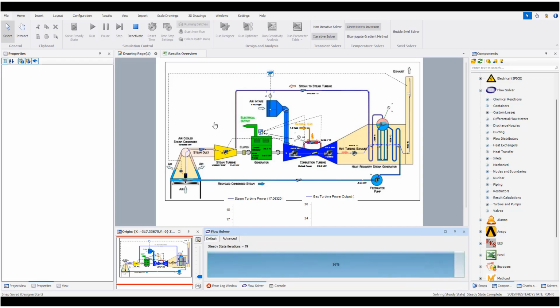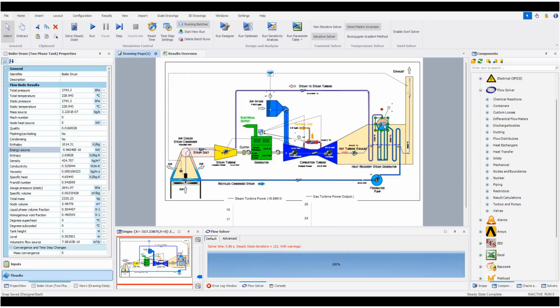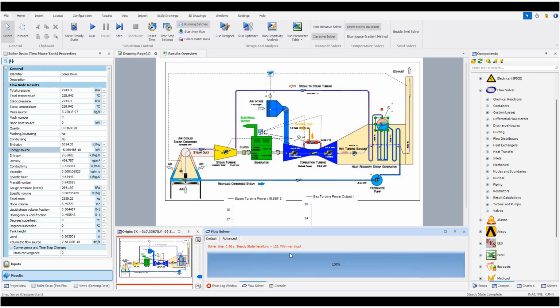So it goes through the iterations to find the best solution by changing the boundary condition here, the pressure boundary condition here. Okay, you can see that it is almost zero, and if you check the console, you can see that we already found the solution, a converged solution, which is good. So this is what we have so far.